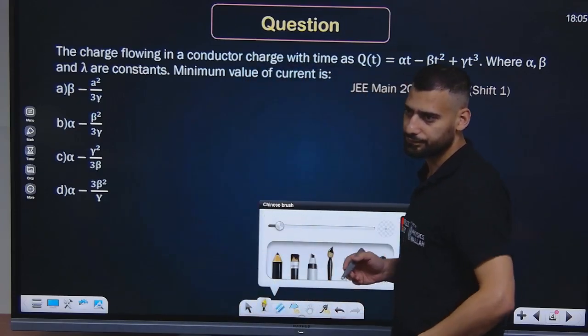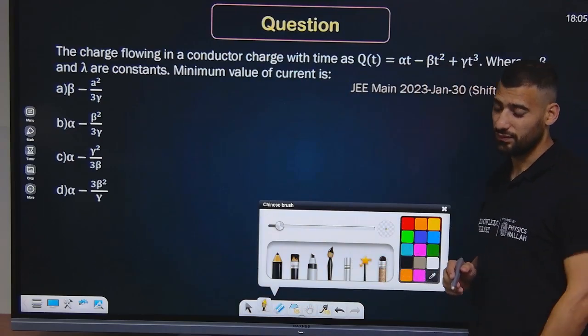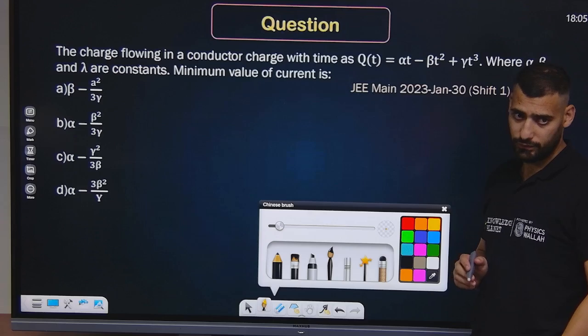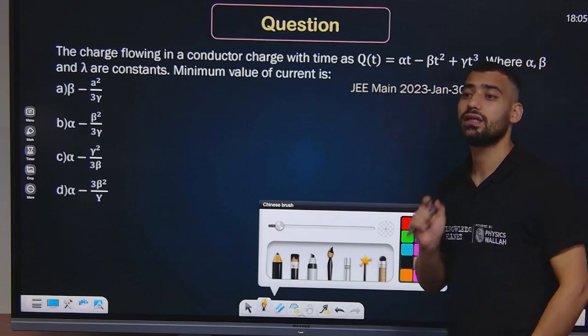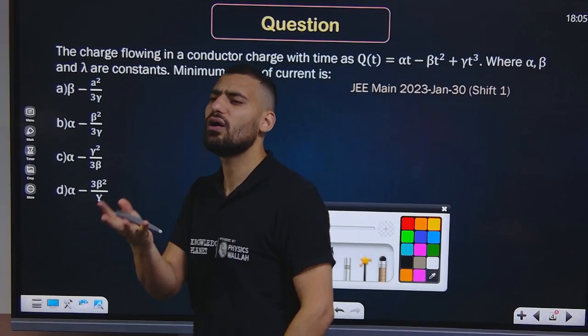What is current? Flow of charges. Rate of flow of charges through a cross-section. Flow of charges in a particular direction per unit time is the amount.